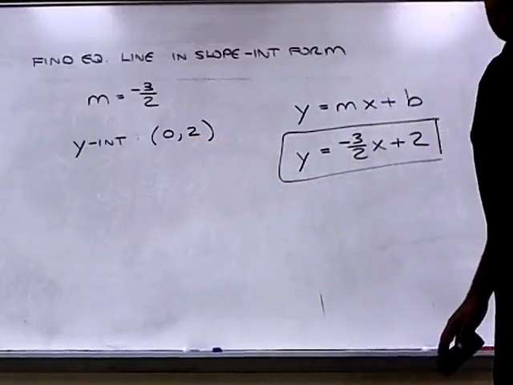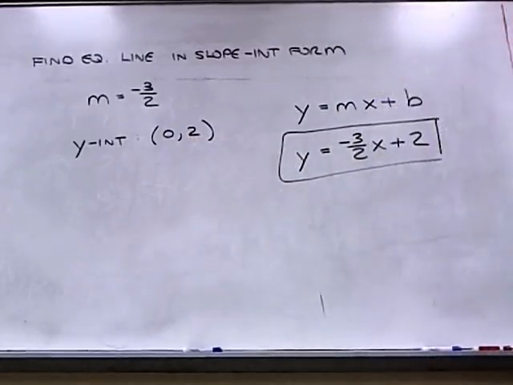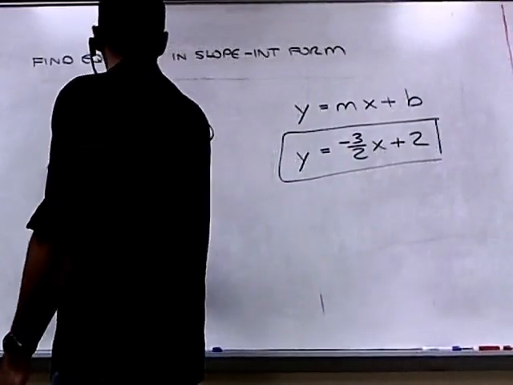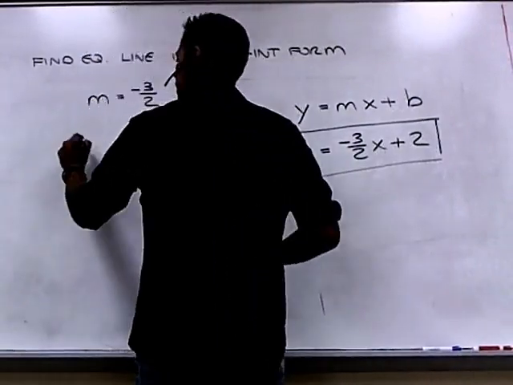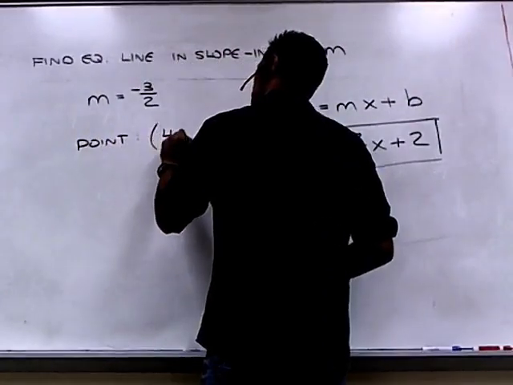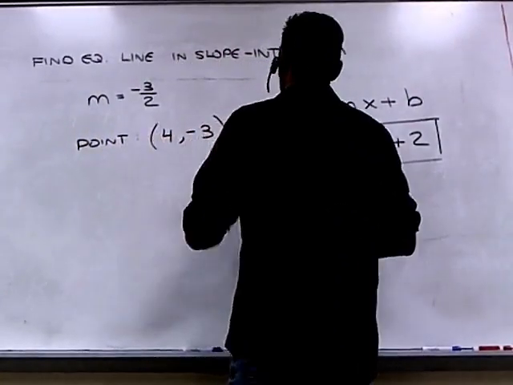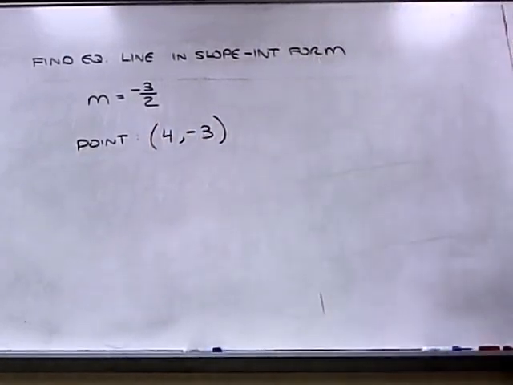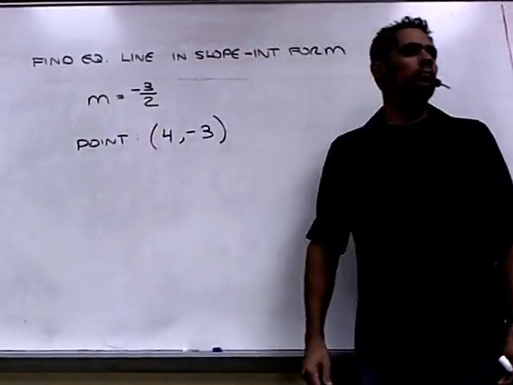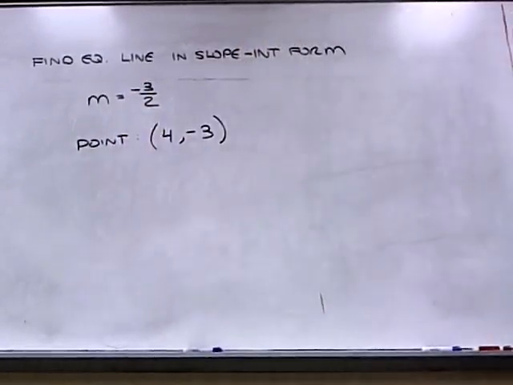Let's compare that to the same sort of problem. Okay, I'm going to leave all the instructions up here just like this, but this time I'm going to change this. I'm not going to give you the y-intercept. I'm just going to give you a point and a slope of -3. So can you find the equation of a line in slope-intercept form if I give you a point and a slope? Yes. Now, how can you do it?